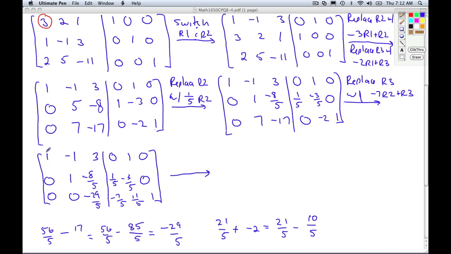Alright, so I have a 1 in the upper left-hand corner, 0's underneath it. I've got a 1 here with a 0 underneath it. Now I need to get a 1 here. So I'm going to replace row 3 by dividing row 3 by -29/5, so I'm going to multiply it by -5/29.